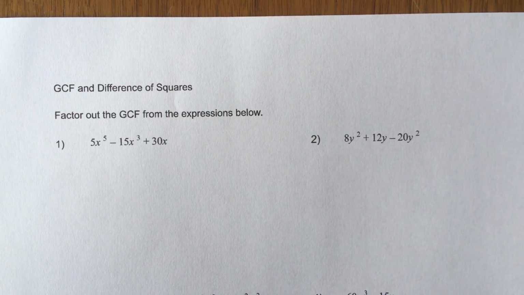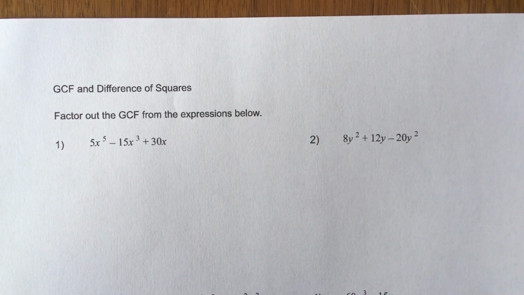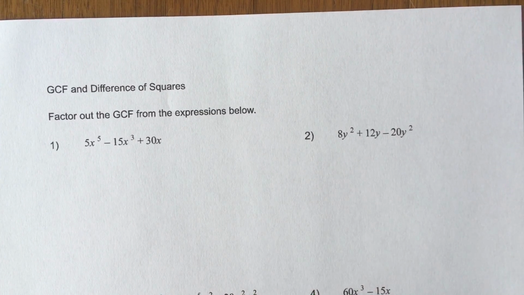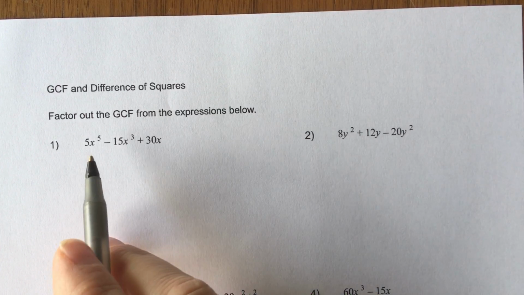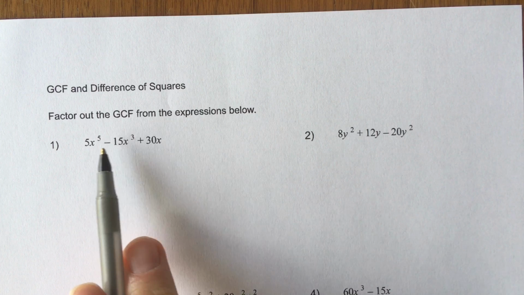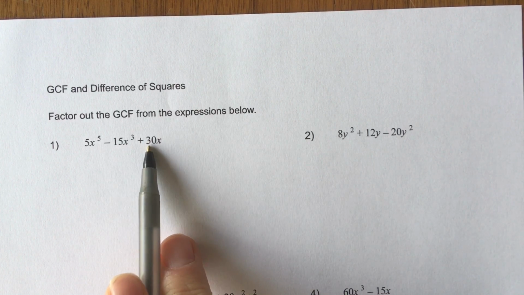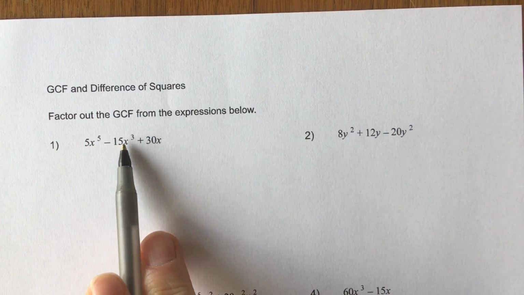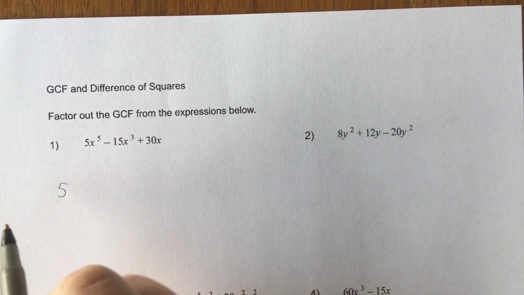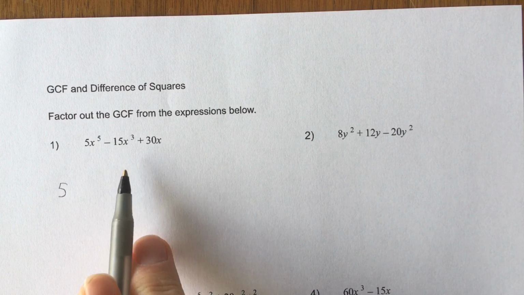So this worksheet asks you to factor out using the greatest common factor for 1 through 4. So we're going to do that first. When you do this, there's two questions you ask. First question is, what divides evenly into all three of these coefficients, 5, 15, and 30? And that, of course, is 5. So we're going to put a 5 down to start with. We'll come back to that in a second.